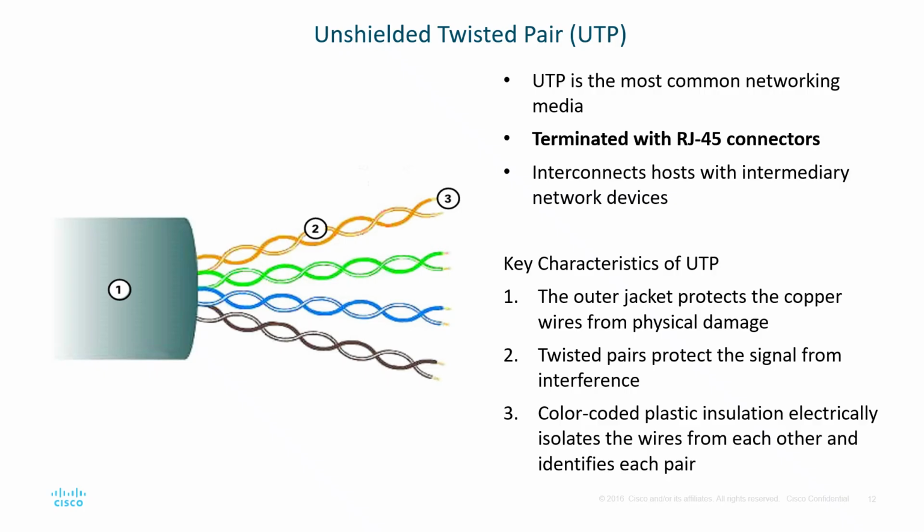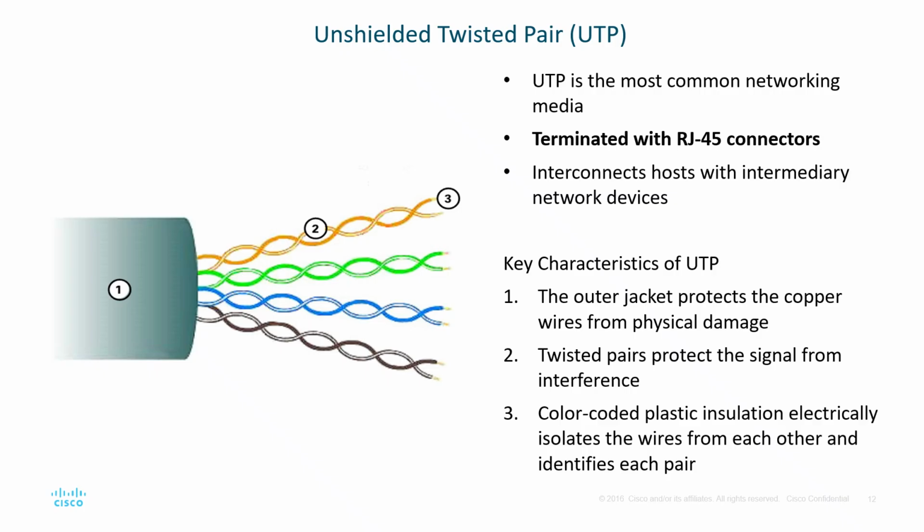Key characteristics. Number one, it has that outer jacket that is going to protect the copper wires from physical damage. If you happen to run a wire on the floor, you want to protect the 8 inner wires from damage. If somebody were to roll over it with their chair, or step on it, you might damage the outer casing, but hopefully you do not damage one of the 8 transmitting wires encased inside it.